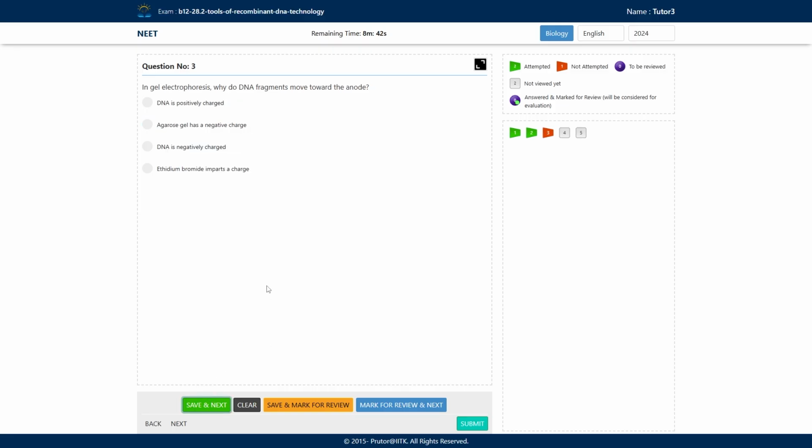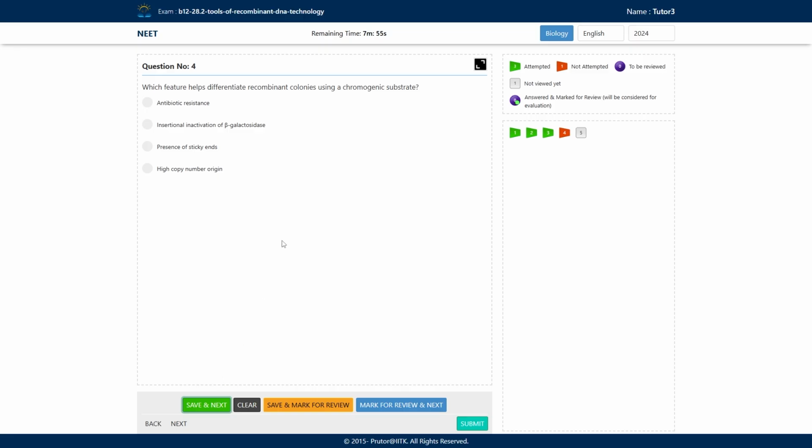Save and next. In gel electrophoresis, why do DNA fragments move towards the anode? As I told you, the anode is a positive electrode and DNA is a negatively charged molecule, so it is going to move towards it. But let's see the options. First option says that DNA is positively charged. No. Second says that agarose gel has a negative charge. No, there is no charge on agarose gel. It's the sieving effect which helps in gel electrophoresis. Third, DNA is negatively charged. Yeah, this is the answer. Fourth, ethidium bromide imparts a charge. No, we all know that ethidium bromide is for staining purposes.